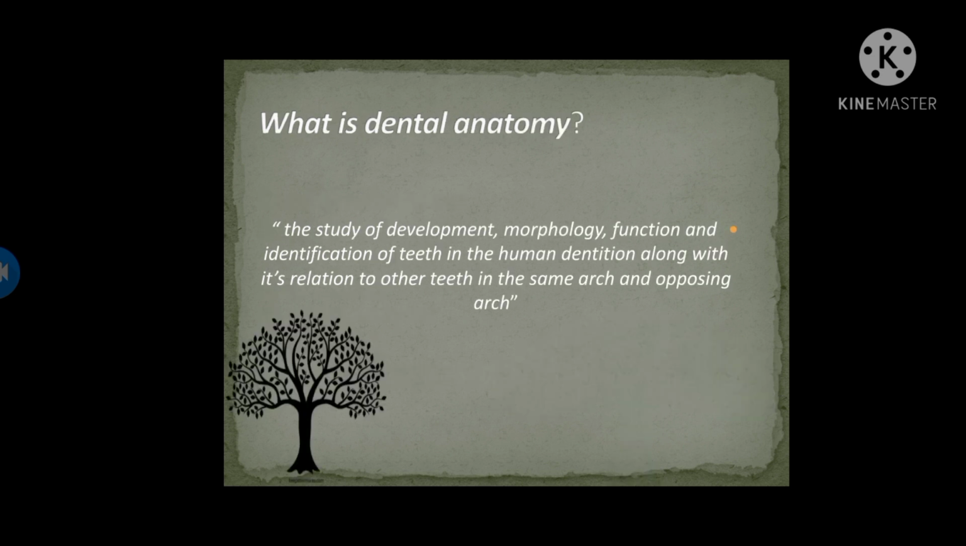So, what is dental anatomy? Dental anatomy is basically the study of development of tooth, that is, how the tooth development begins and all the processes it goes through. Morphology of tooth, that is, how it looks like, what are its forms, shapes and sizes, and its relation with other teeth in the same or in the opposing arch.